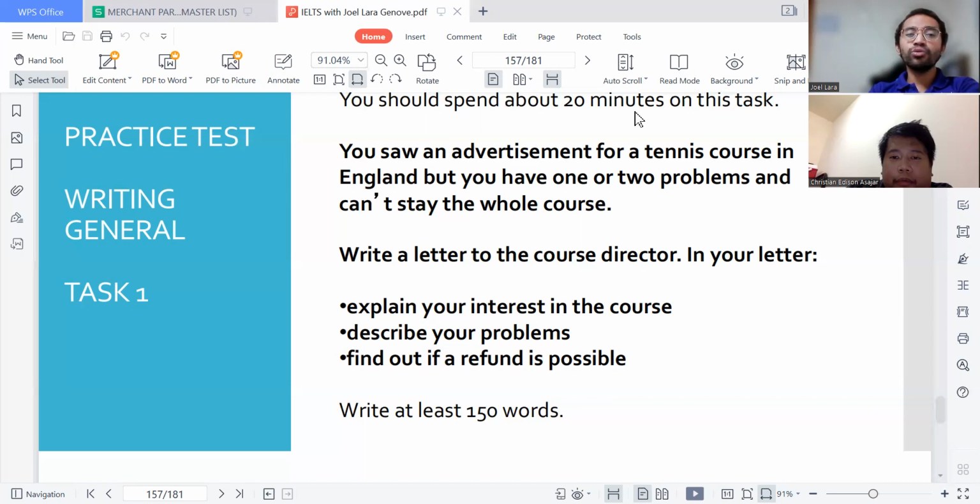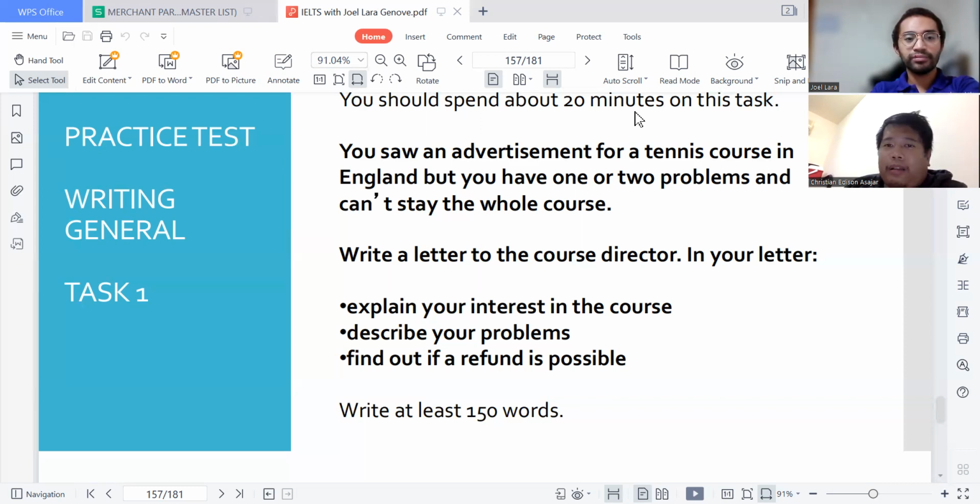So this is your situation, Christian. What do you think could be your problem? Create a story, create a scenario. Where do you think did you see the advertisement? Online or in a newspaper? Online or offline? Or is it posted in a wall? I saw an advertisement online. Online, yes. What could be your problem, Christian?